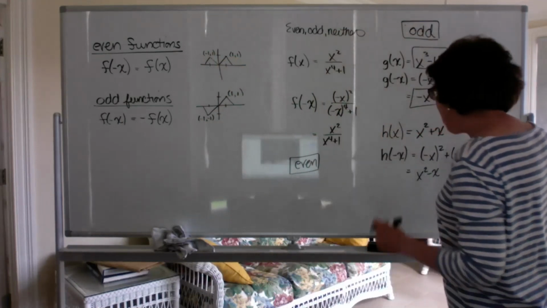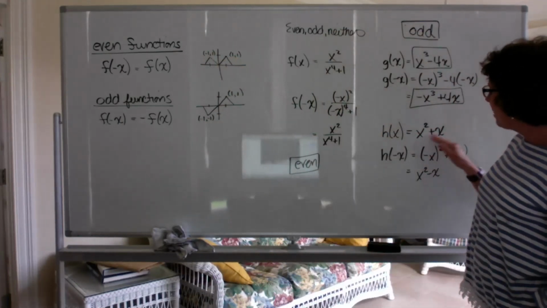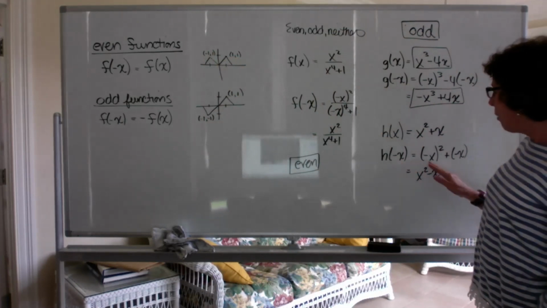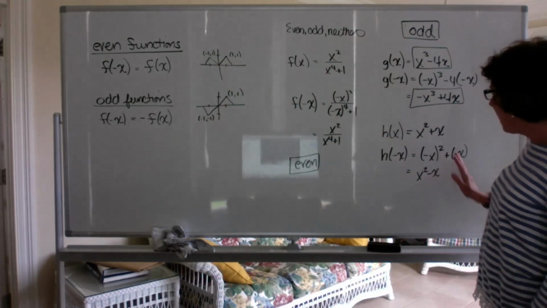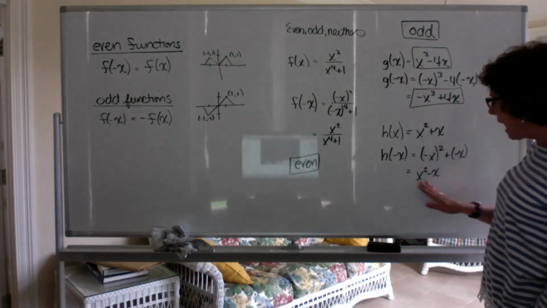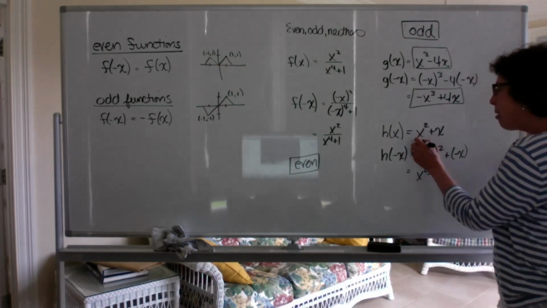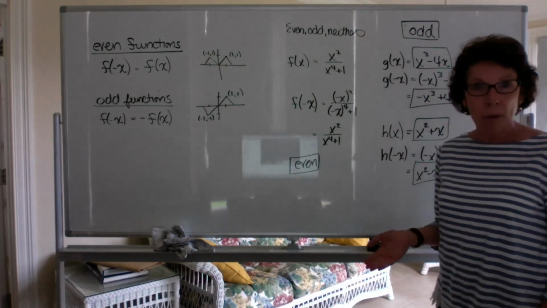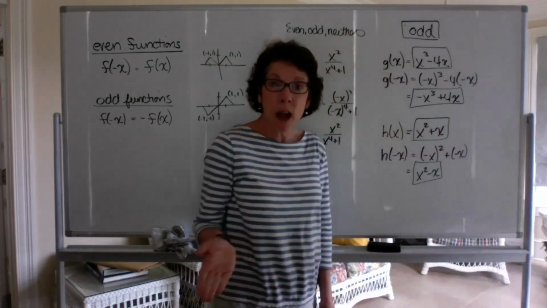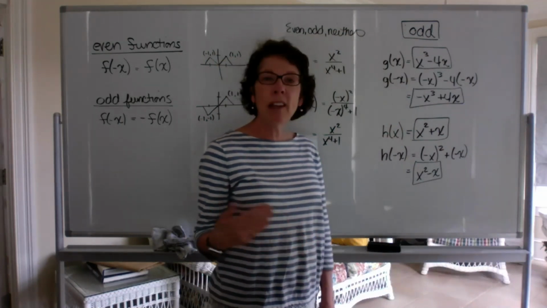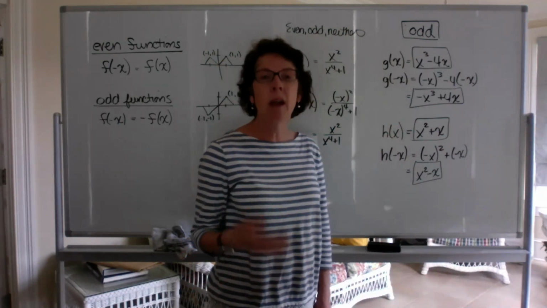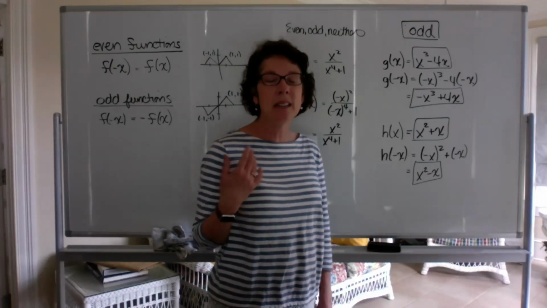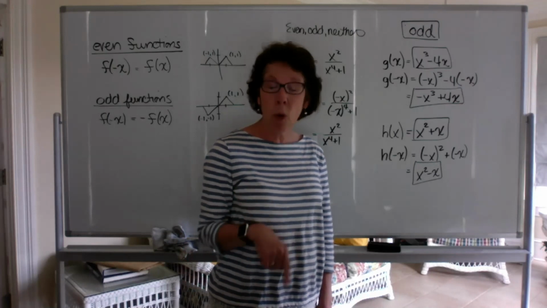Okay, now let's look at our last h function, and we have x squared plus x. Now let's plug in the negative of x and see what happens. Well, negative x squared is x squared, and then I'm going to plug in a negative x over here, and I get x squared minus x. Now let's compare these two. Are they the same? No. Are they opposites? No, they're not. And so guess what this function is? It is neither even nor odd. It's not going to be symmetric across the y-axis, and it's not going to be symmetric about the origin.